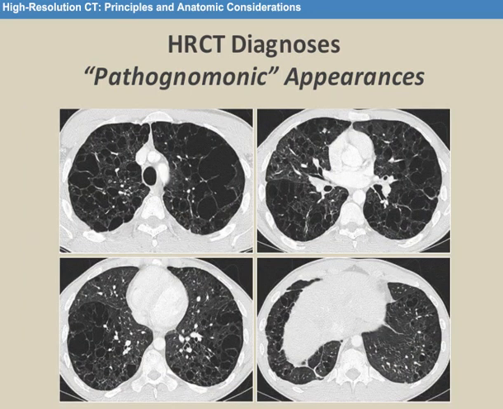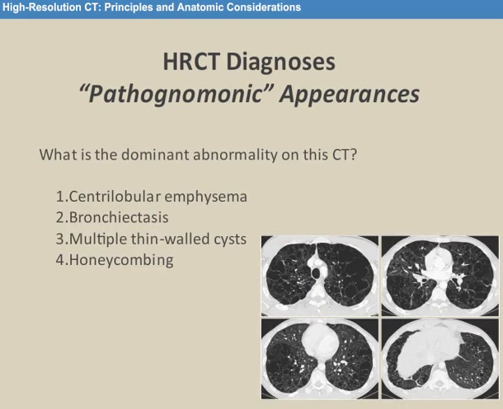This is the final case. So here we have a CT scan. Clearly, it's very abnormal. Now, I'm going to show you this question. I'm going to show you the images again. It's asking again about the dominant abnormality. What is the dominant abnormality on this CT?